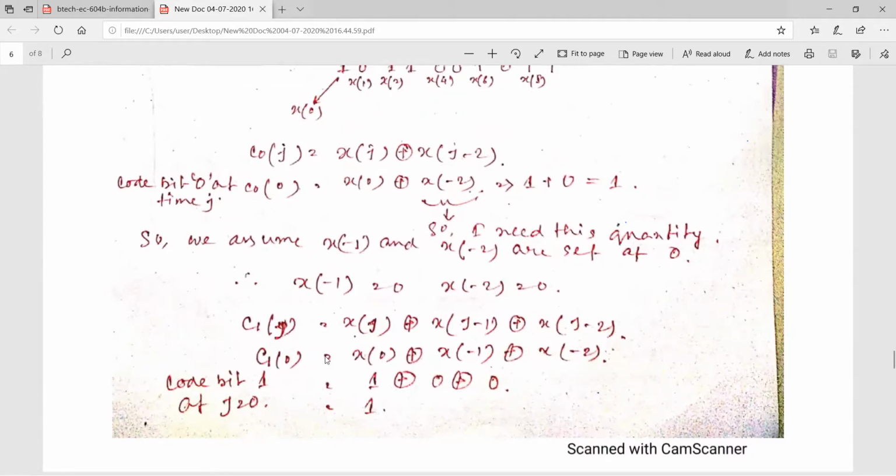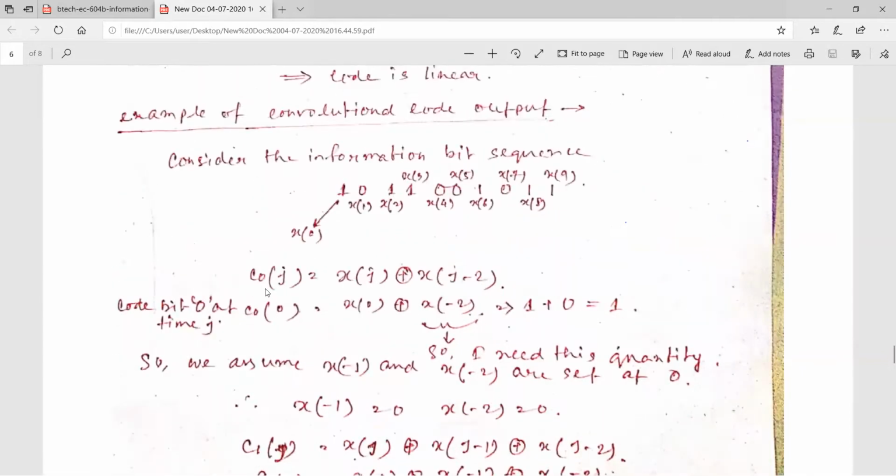C10, so for C10, this is j equals 0, so x0 XOR with j minus 1, that means minus 1, and j minus 2, that means minus 2. So minus 1 and minus 2 are considered as 0 previously at this point. So 1 XOR with 0, so 101 and 101. This is totally the XOR operation. Or you can say 0 XOR 0 is 0, and 0 XOR 1 is 1. So this is code bit 1 at j equals 0, and this is code bit 0 for that instant of time.